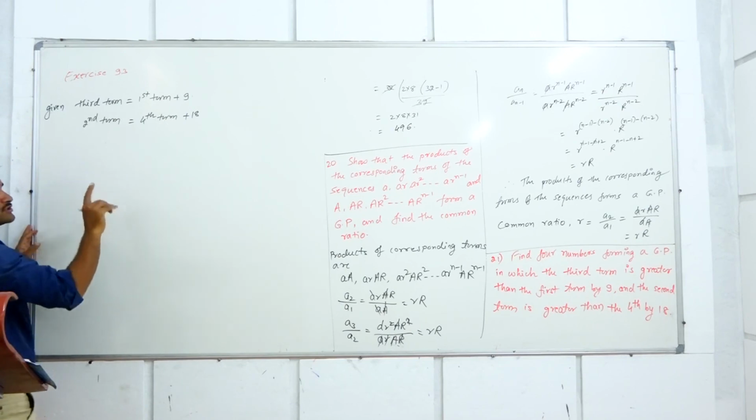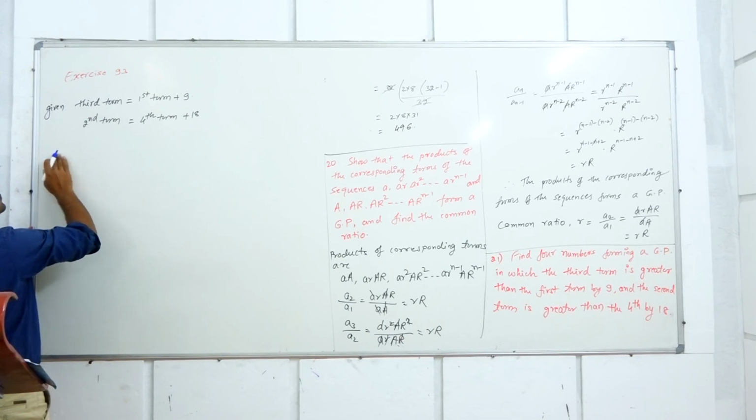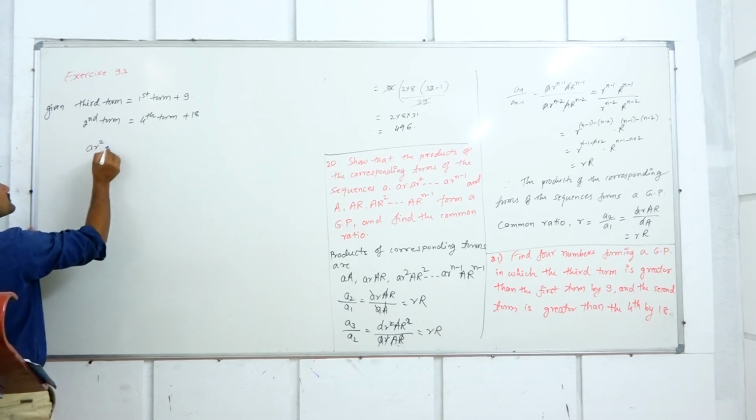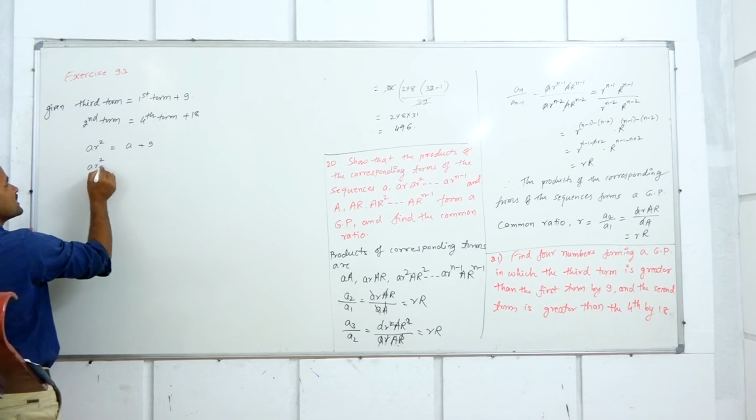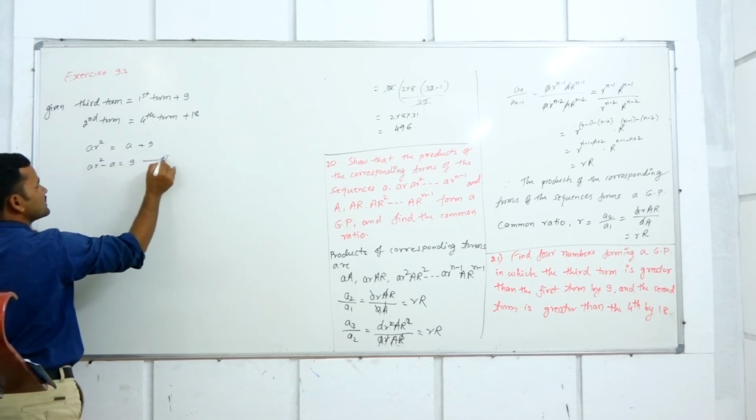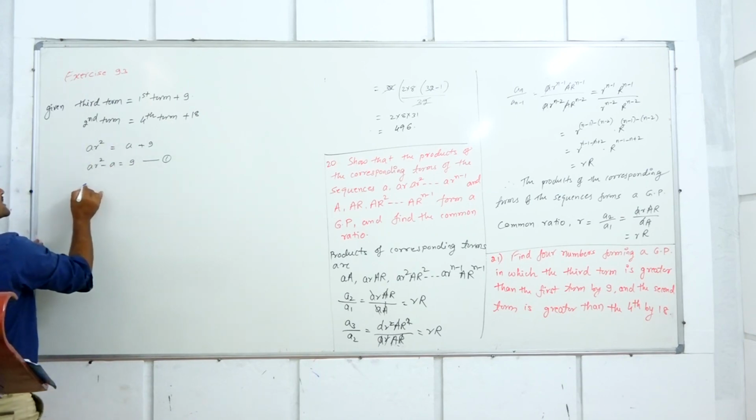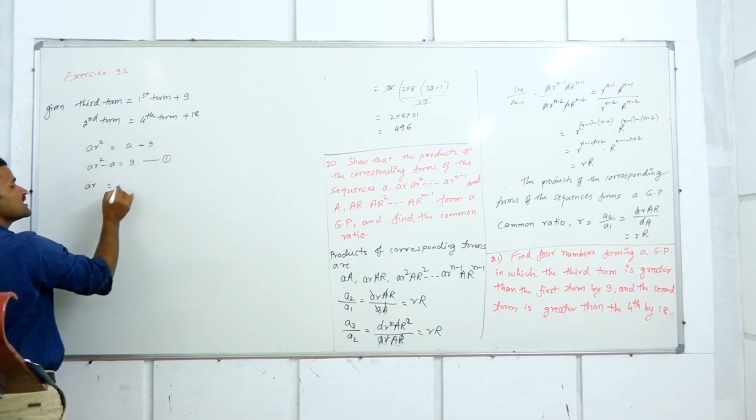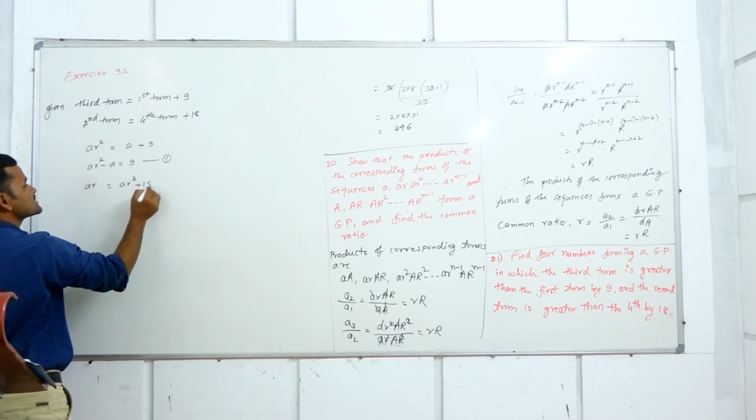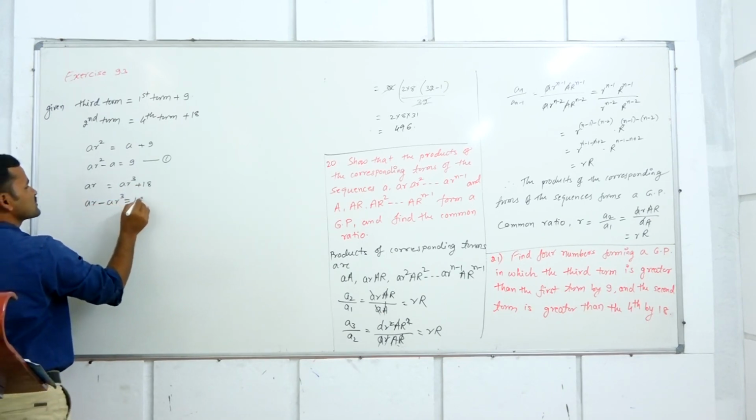Third term of a geometric progression we will write here. Third term of a geometric progression is a into r square, which is equal to the first term a plus 9. Take this to the left hand side. ar square minus a is equal to 9. Let me take this as equation 1. Next, the second term. What is that second term? Second term is a into r, which is equal to the fourth term a into r cube plus 18. Take this to the left hand side. ar minus ar cube is equal to 18.